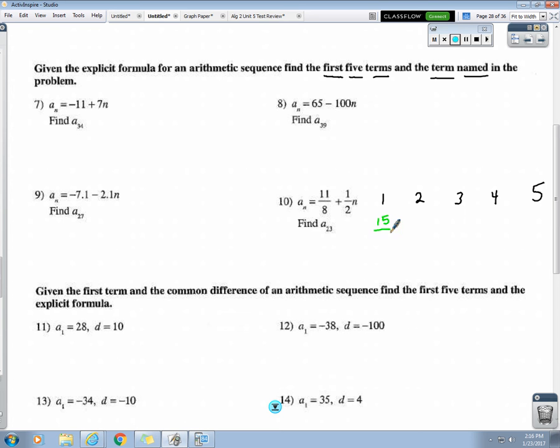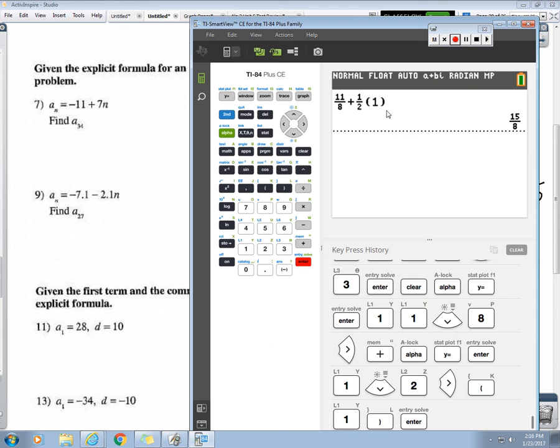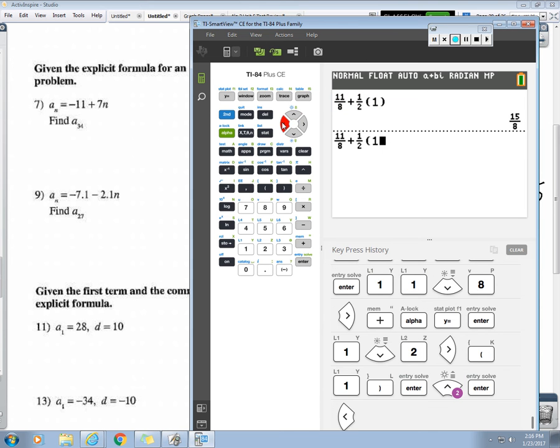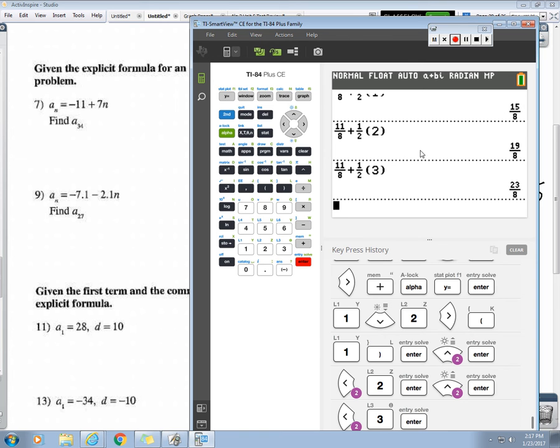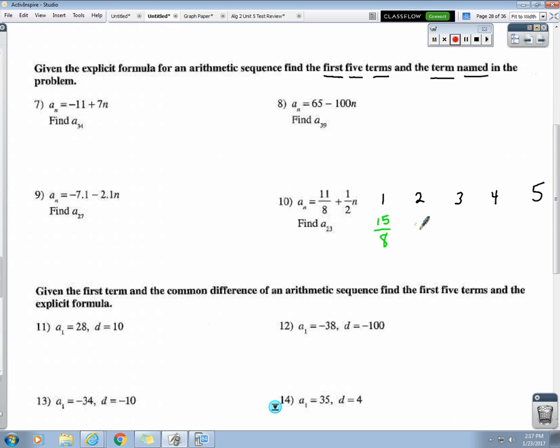Okay, so how do you think I could find the second term? Plug in 2. Now, on my calculator, I've already typed in the sequence. So instead of retyping all of that in, can I just highlight it and hit enter and then just copy over the 1 with a 2 for the second term? You go up to it till it highlights it, and then you just press enter. And so I could go ahead and cover that 2 with a 3 to find the third term. Okay, so the second term is 19 over 8. The third term is 23 over 8.